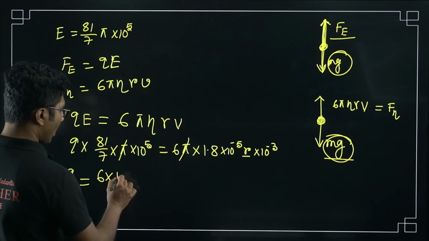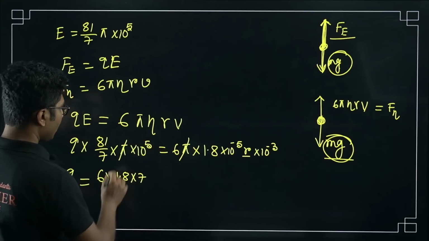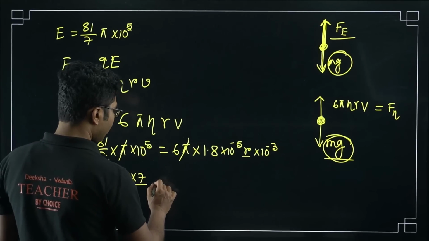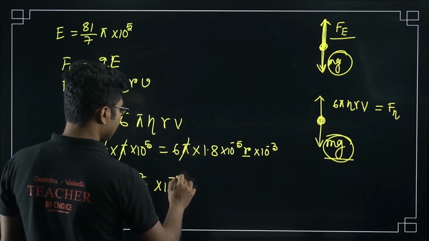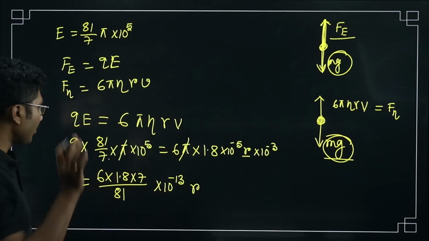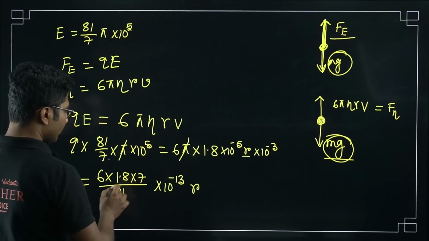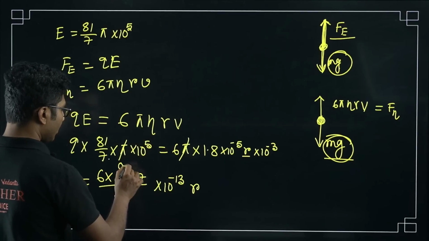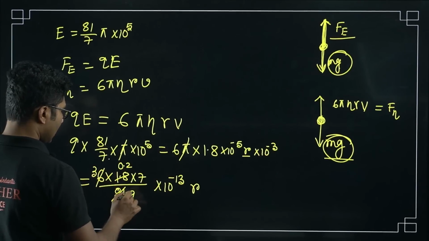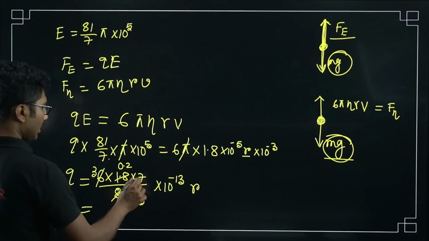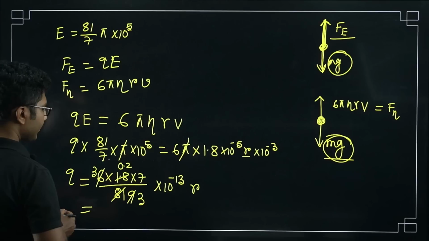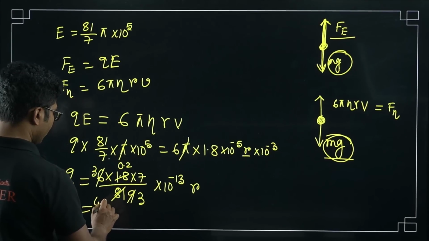6 into 1.8 into 7, divided by 81, into 10 to the power of minus 8 minus 13 into R. Now the R value is very, very important. Now we can cancel a little bit. For example, we can cancel 0.2 into 9, and then cancel 3 and 3, so it will be 21 into 0.2, which is 4.2, right?